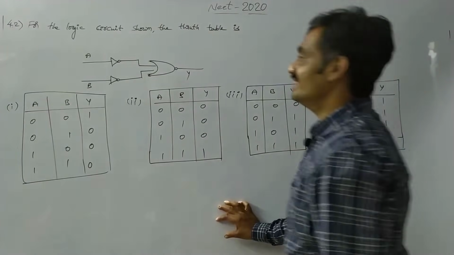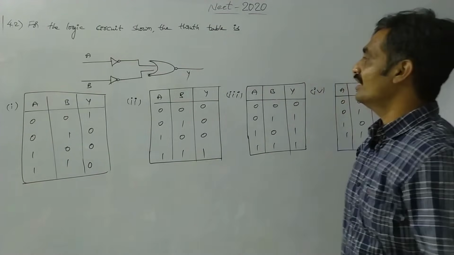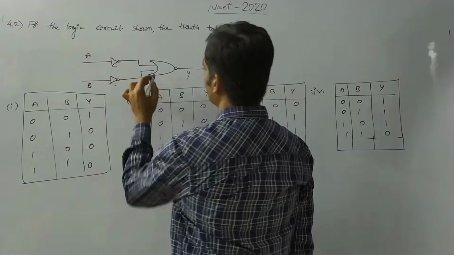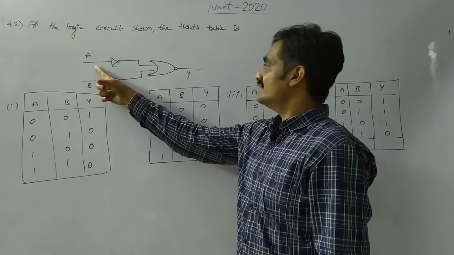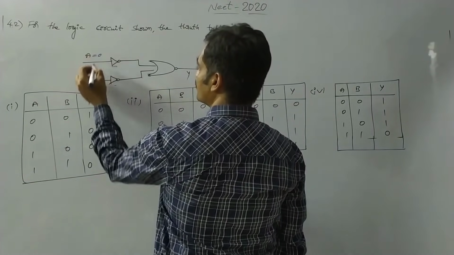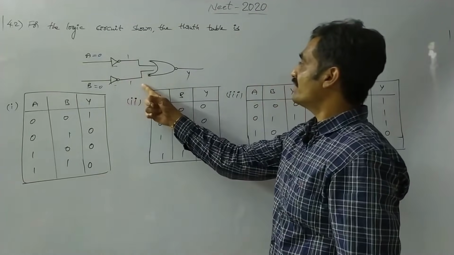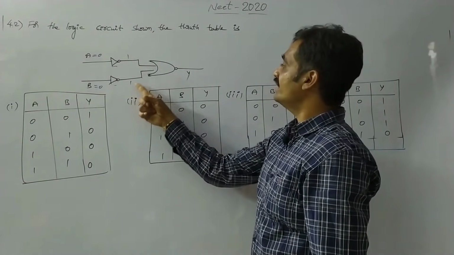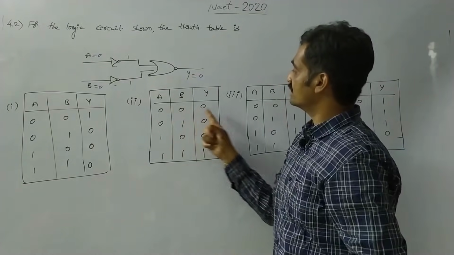The next question is, for the logical circuit shown, the truth table is? So here we have 2 NOT gates and 1 NOR gate. Based on that, if I give 2 zeros, observe that as it passes through the NOT gate, it converts into 1. If A = 0 and B = 0, we get 1, 1. And here it is being passed through the NOR gate. So for inputs 1 and 1, the resultant will be 0. So the first option is 0.